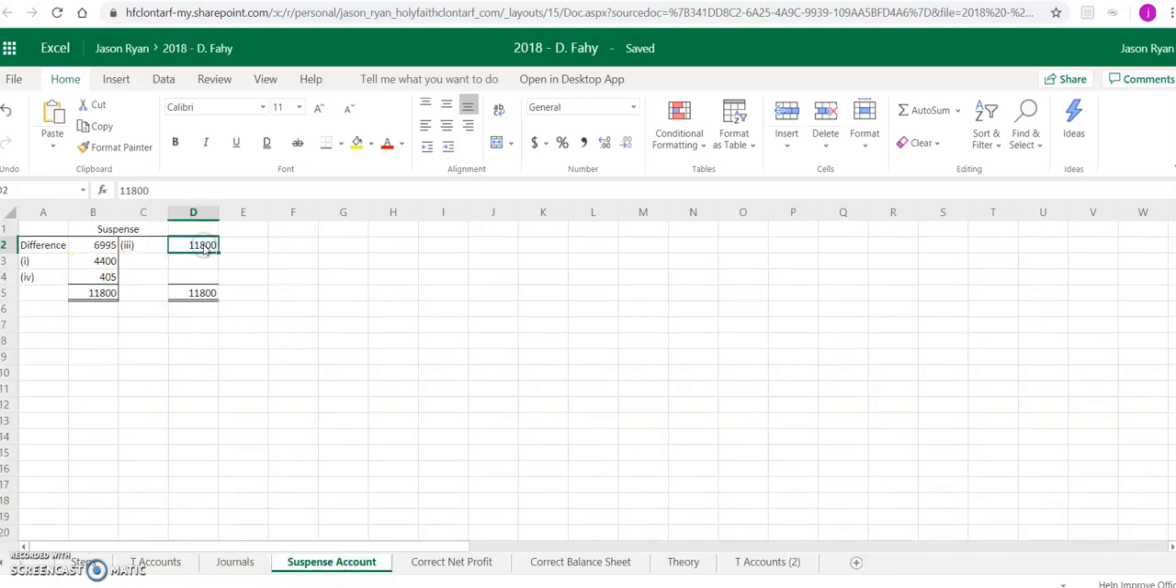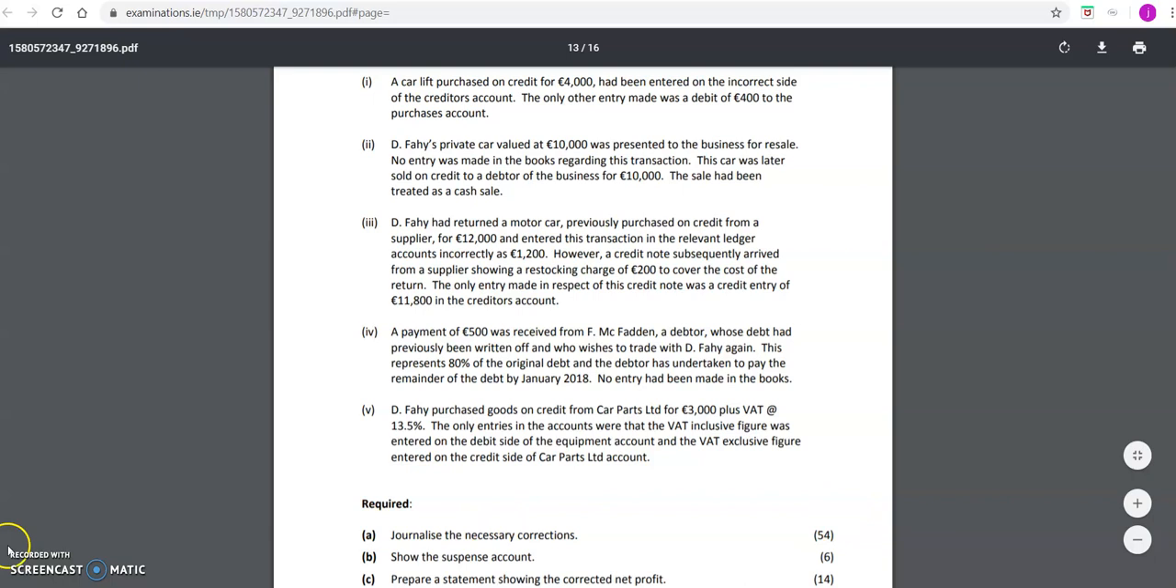So we've got 11,800 on this side. If you add these two up, you only have 4,805. So the difference then is 6,995. And that's the difference. And that's just your suspense account completed and get 6 pence for that.